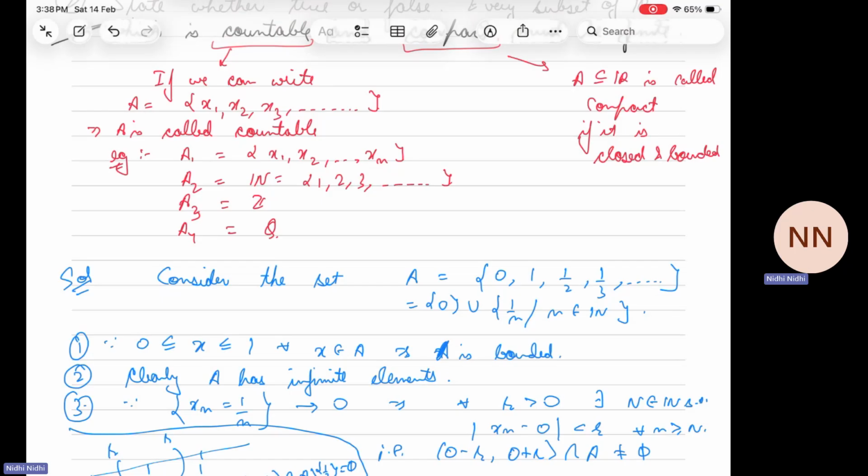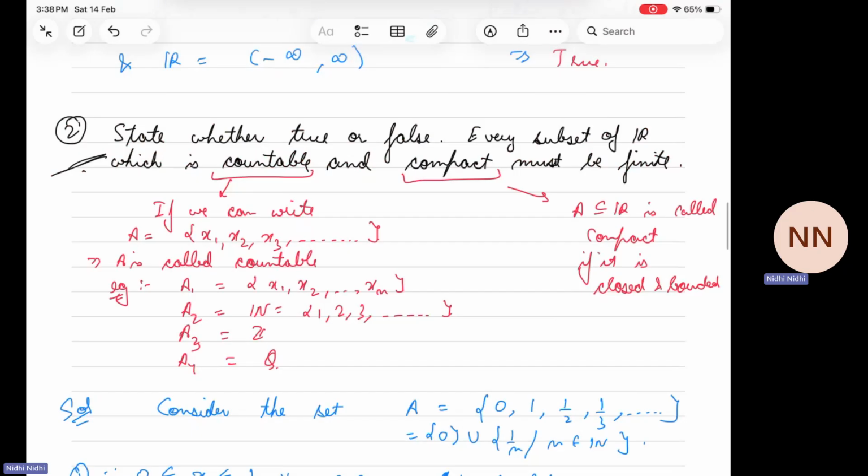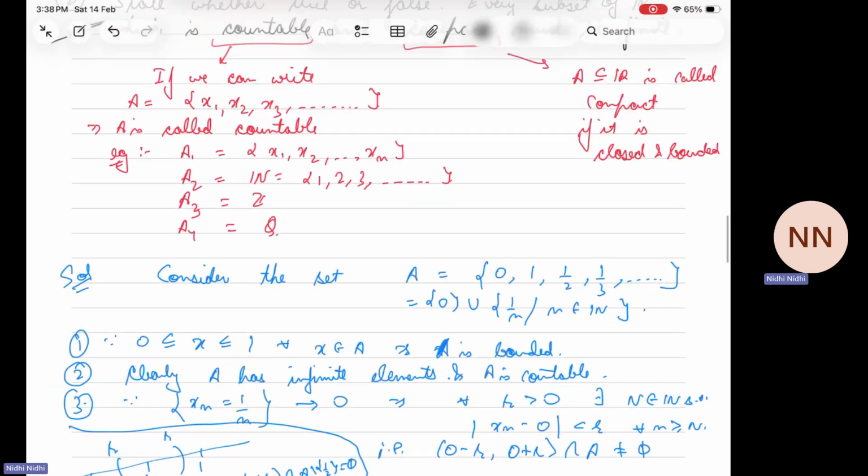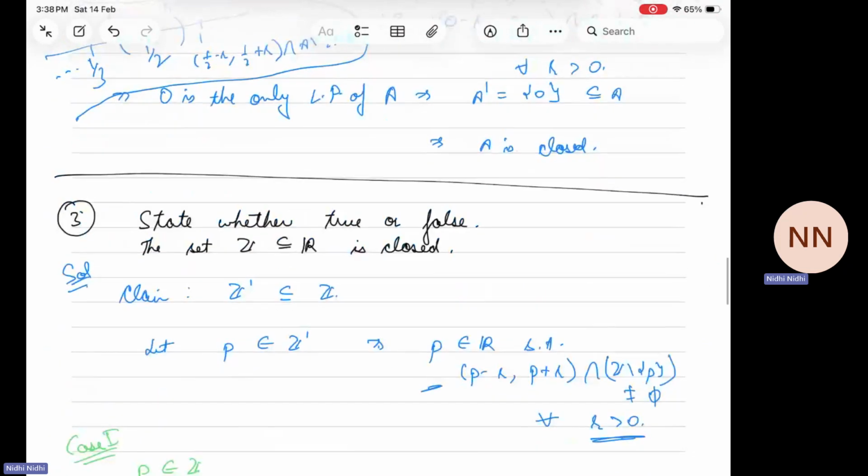We could find a compact countable set which is not finite, and A is countable. Thus, the given statement is false.